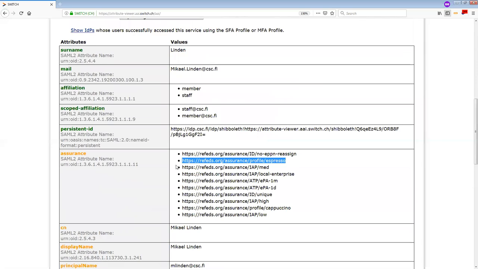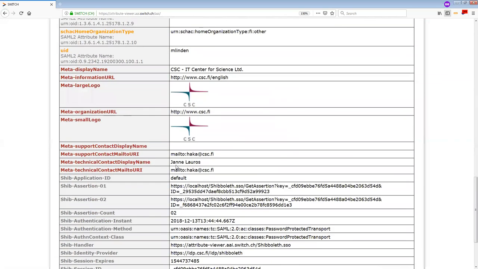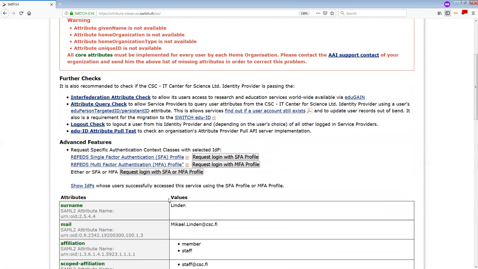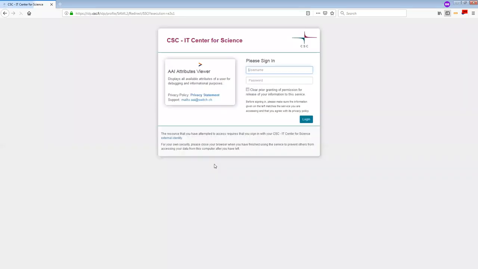In this example, the service provider didn't request any particular authentication context, so the IDP delivered what is the Shibboleth default. But there's also a nice extra button here in this SWITCH attribute view. I can click request login with MFA, and this service provider issues a new authentication request to my IDP with MFA as required. So I click here. I'm redirected back to my home organization IDP, where I authenticate first using my first authentication factor, which is the password.